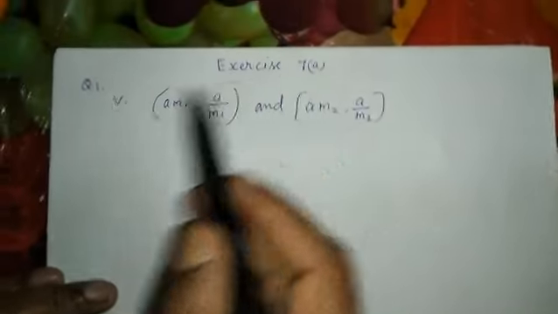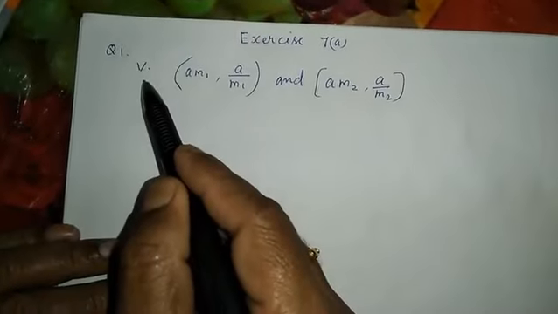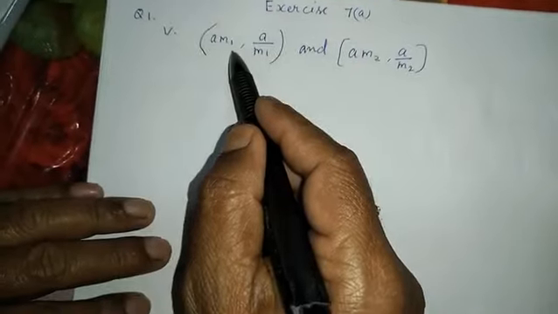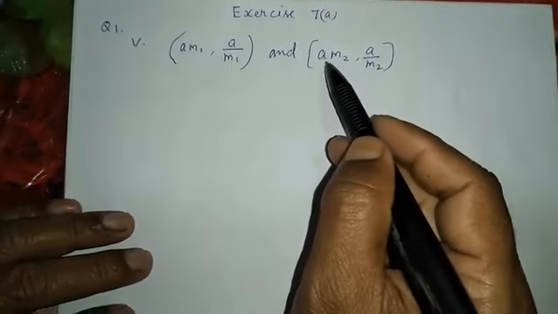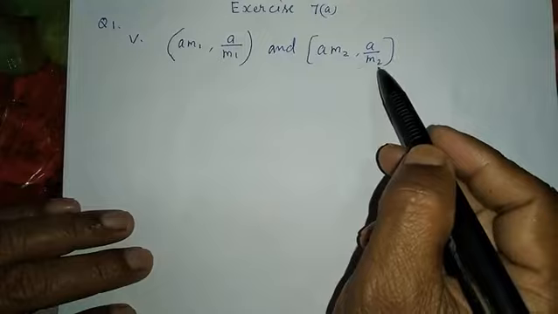Let's do exercise 7a. Question number 1, Roman number 5. (a m1, a/m1) and (a m2, a/m2).